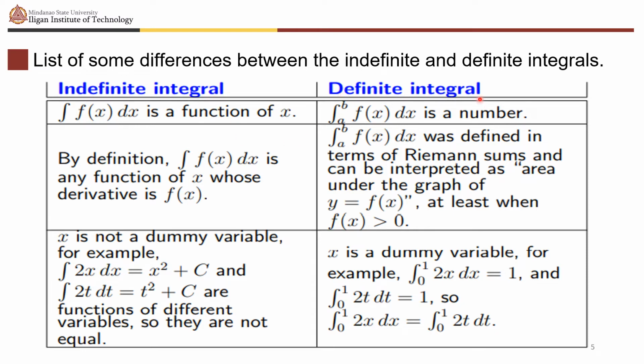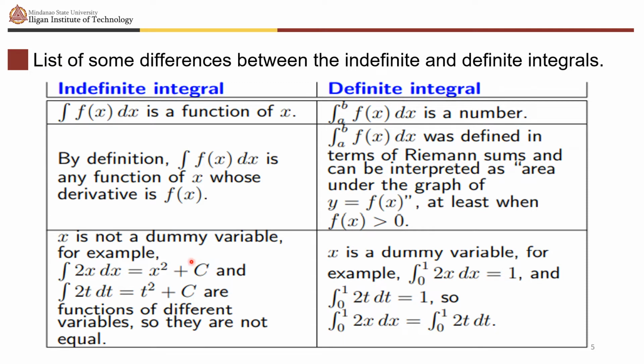Whereas for the definite integral, the integral from a to b of f of x dx was defined in terms of Riemann sums and can be interpreted as area under the graph of y equals f of x, at least when f of x is greater than 0.